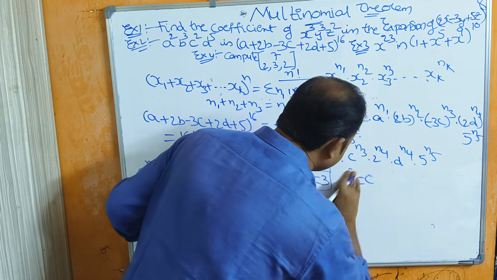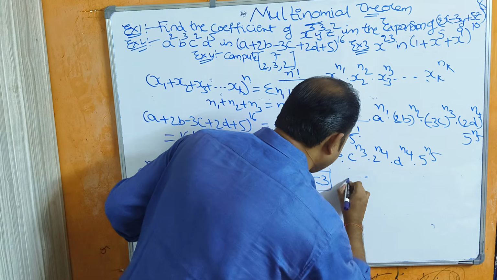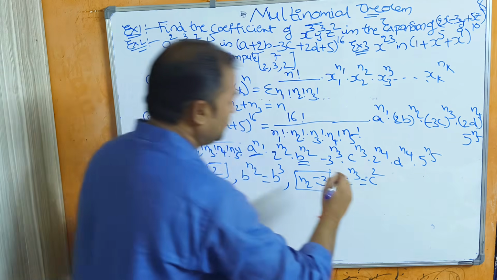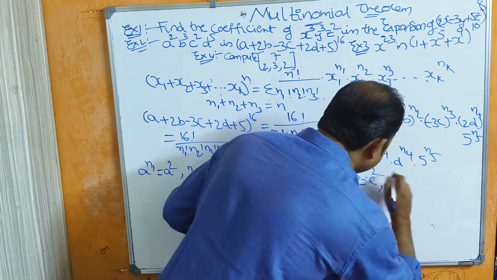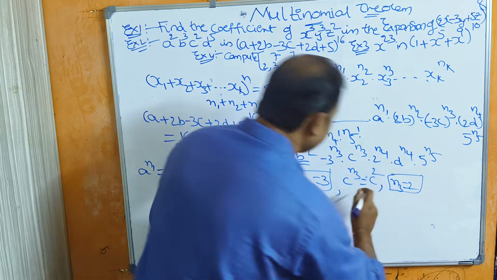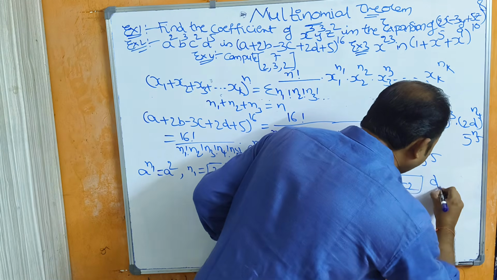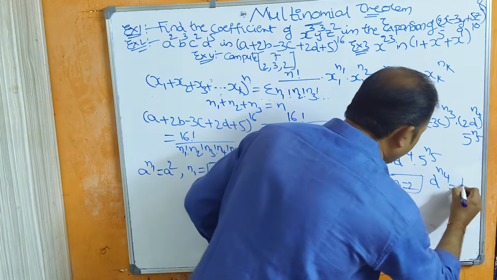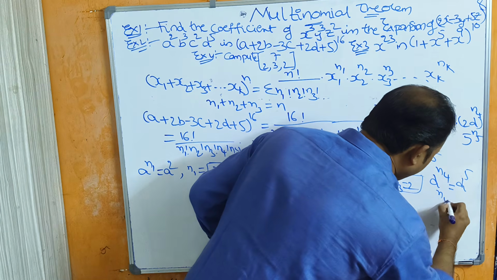Next, c power n3 equal to, we have to find out c square. c power n3 equal to c square. So bases are equal, so we can equate the exponents. So n3 equal to 2. Next, d power n4 equal to d power 5. So n4 equal to 5.